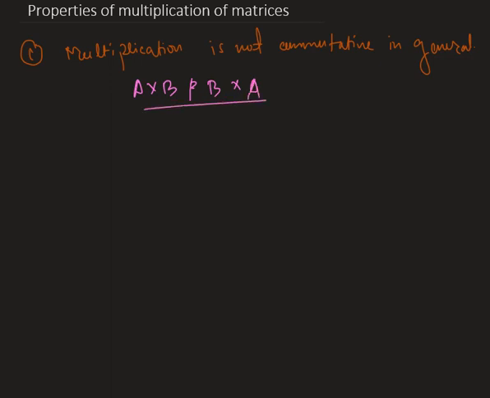Okay, now come to the next one. Matrix multiplication is associative, that is, AB multiplied by C is equal to A multiplied by BC, whenever both sides are defined.